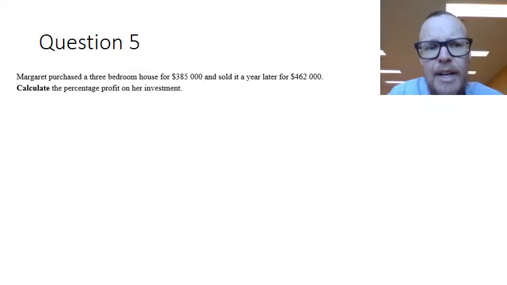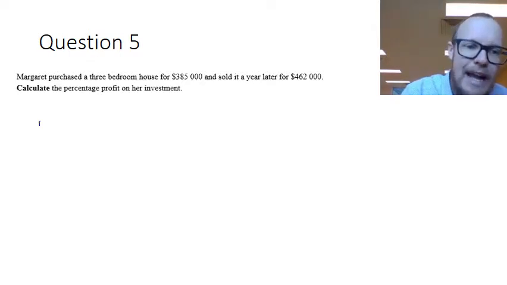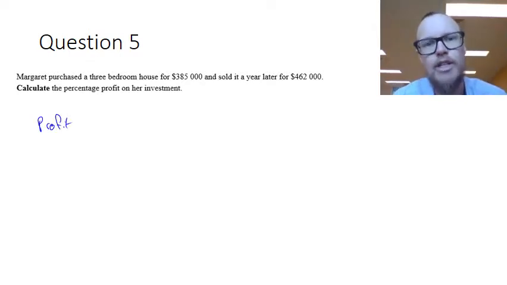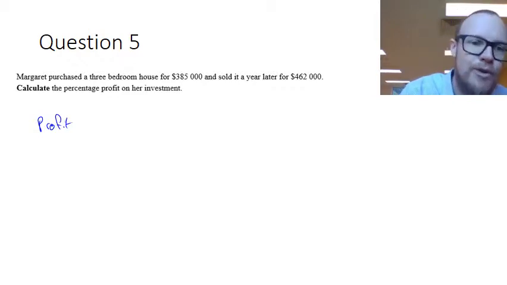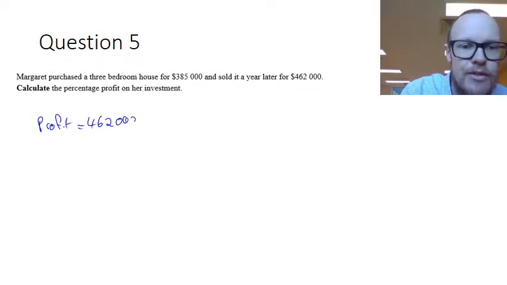Question 5, Margaret's purchasing her 3-bedroom house, selling it later. What's the percentage profit? So we can find out the actual profit, which is the difference between the amount she bought it for and what she sold it for. So the profit is going to be 462,000 minus 385,000, and that is going to be 77,000.